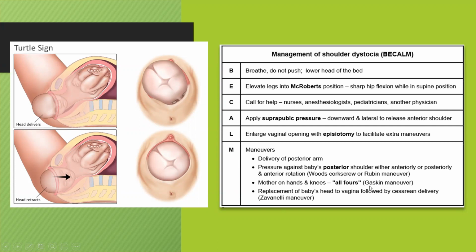I mentioned Ina May Gaskin, the midwife. Here's the Gaskin Maneuver. This is what was named after her, and this is helping a mom turn over onto her hands and knees, onto all fours, and this actually will help relieve shoulder dystocia as well, if she's able to.